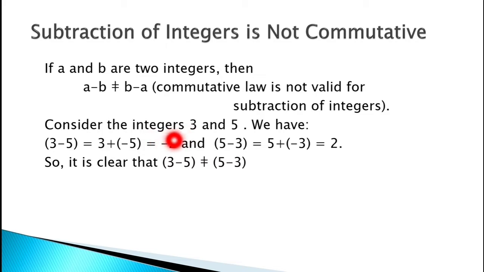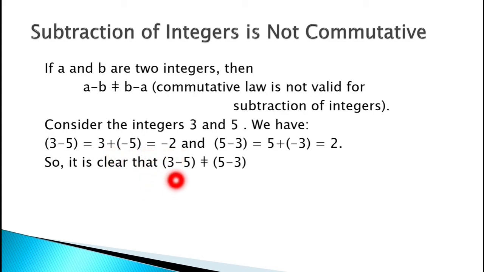Here we have considered two integers 3 and 5. You can see when we subtract 5 from 3, that is 3 minus 5, it can be written as 3 plus within bracket minus 5, and it gives the result of minus 2. Now the next step is we have to subtract 3 from 5. Then 5 minus 3 is equal to 5 plus minus 3, which gives the result of 2. So here you can see that this gives the result of 2, and this gives the result of minus 2.